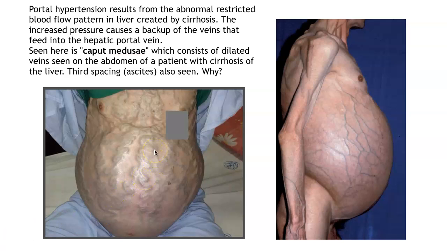So where does the blood go? It's backing up. It can't get through the liver. That's called portal hypertension.